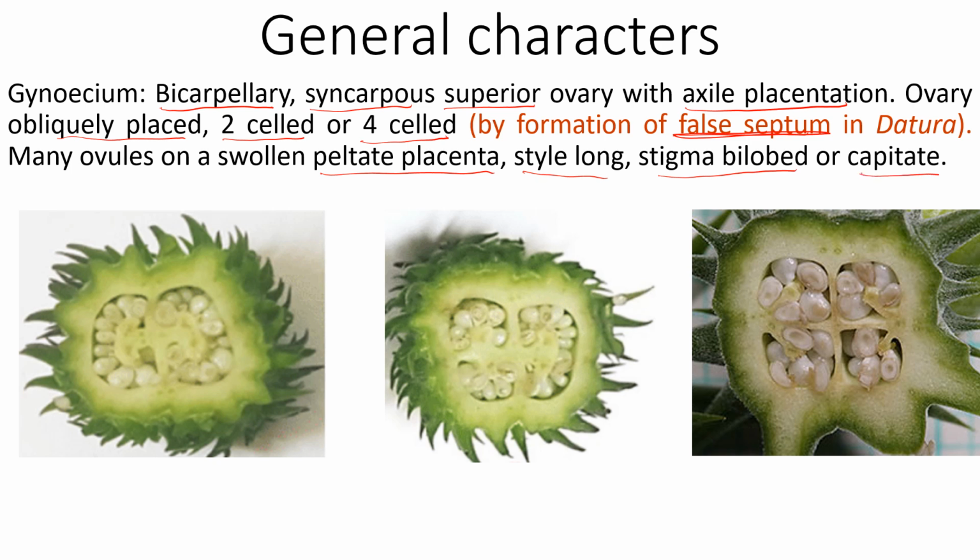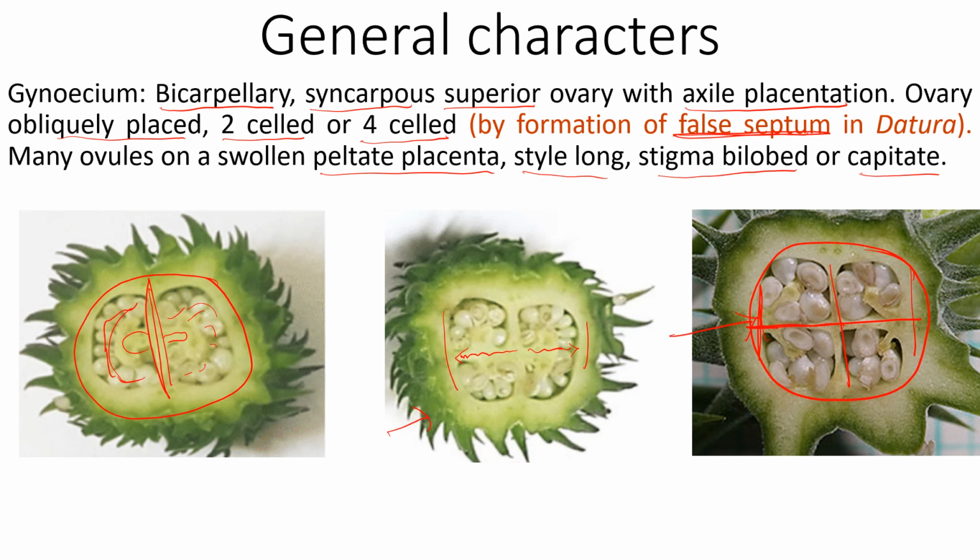So what is false septum? When ovary is young, you can see here is the axis and here is the placenta and here multiple ovules can be seen. As it matures, this placenta grows further and it is trying to reach the margin of ovary. And in this last figure, you can see that this placenta has completely reached the wall, so that it is showing the structure like four chambers are there.